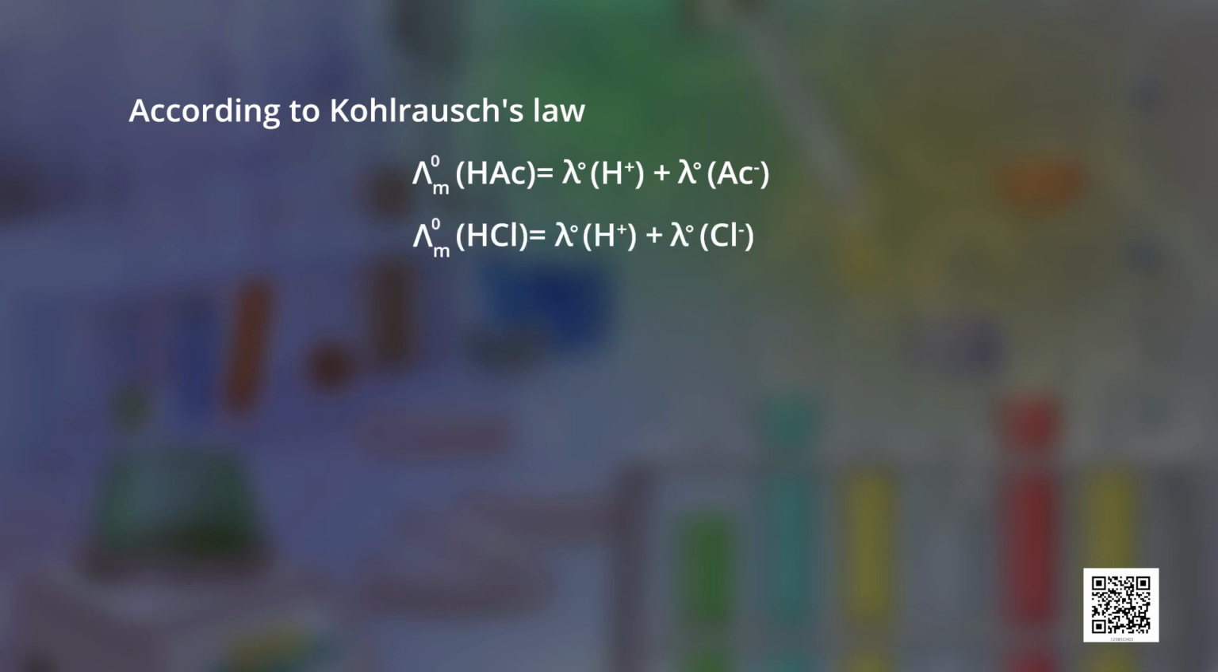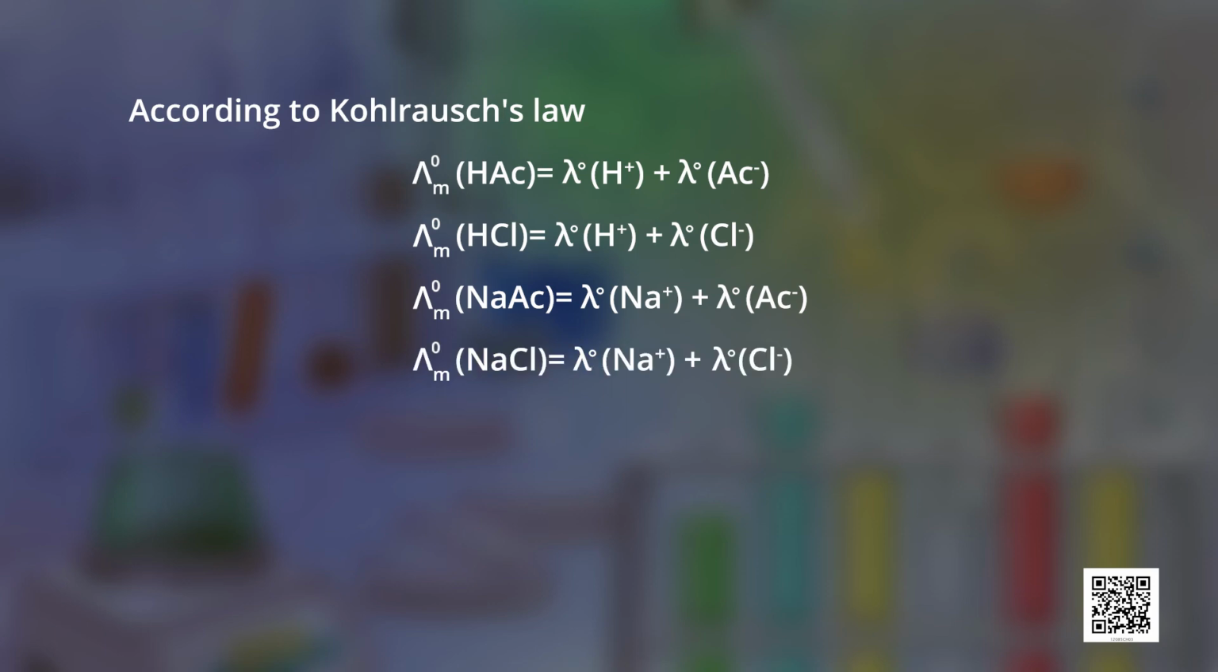According to Kohlrausch law, lambda m naught of acetic acid is equal to lambda naught of H plus plus lambda naught of acetate ions. Lambda m naught for hydrochloric acid is equal to lambda naught for hydrogen ions plus lambda naught for chloride ions. Lambda m naught for sodium acetate is equal to lambda naught for sodium ions plus lambda naught for acetate ions. And lambda m naught for sodium chloride is equal to lambda naught for sodium ions plus lambda naught for chloride ions.